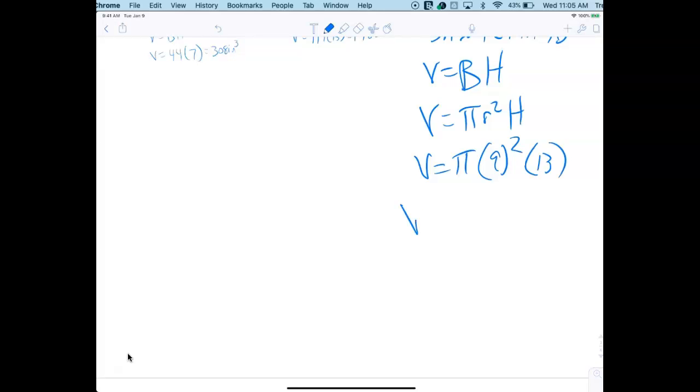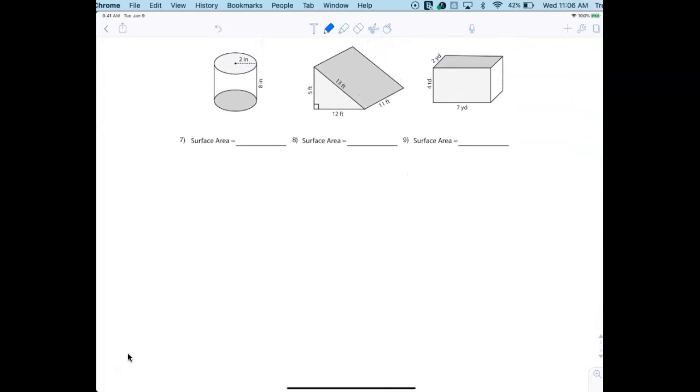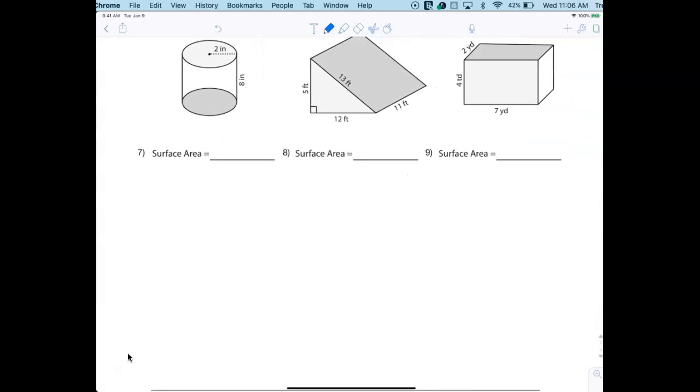All right, so guys, come on. Pi times 9 squared times 13. Go. 3,308.1. Yes. What kind of units are we dealing with? Yards cubed. Guys, I don't think that's that hard, right? Everybody good? All right, let's have some more fun. Next page. Okay, here we go. Same thing. Cylinder.